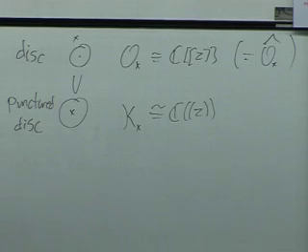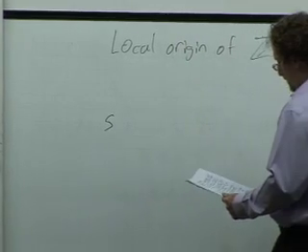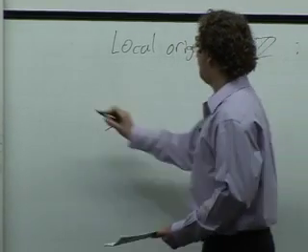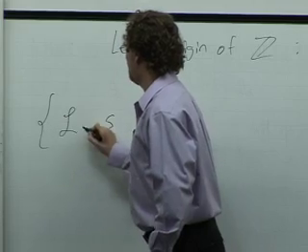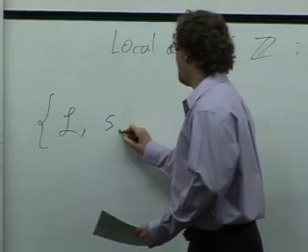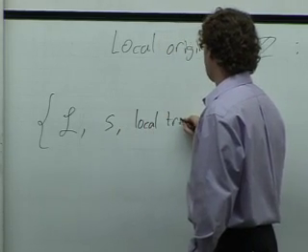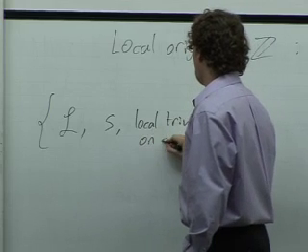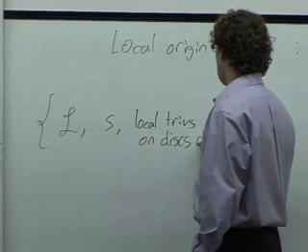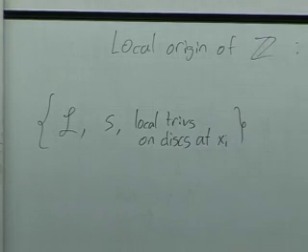So if we have our section S, and together with, suppose what's our data? Suppose I give you a line bundle L, I give you this section S, this meromorphic section, and I take these local trivializations on disks at each x_i. So I take those little disks around my marked points, and I'm going to trivialize the line bundle at each of those points. So what do I have? What does this data give me?